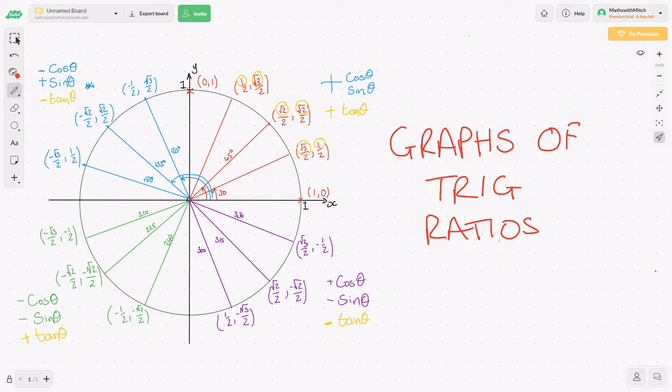Today we're going to be looking at graphs of the trigonometric ratios. And we've got a picture of the unit circle up already because we're going to use this unit circle to help us draw these graphs. So let's get into it.